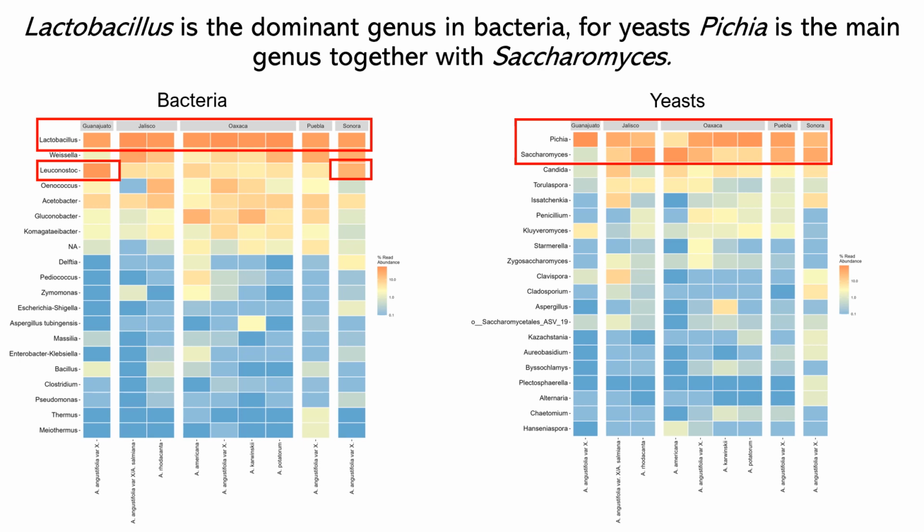Oenococcus. On the other hand, for yeast, Pichia and Saccharomyces show to be the most dominant genera through the fermentation process. Meanwhile, the microbial core is the first 4 rows in the heat map.